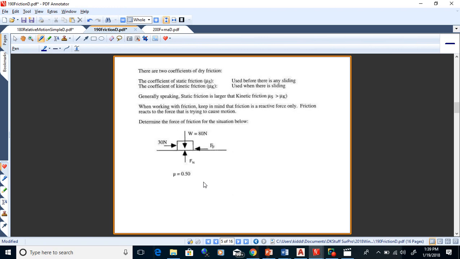So in this example, the one at the bottom of the page, why don't you just take a minute and find the force of friction. Find the normal force first and then find the force of friction. Shouldn't take too much on that. It's all pretty straight up.